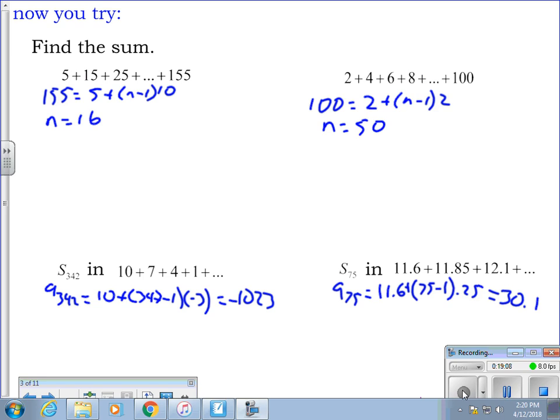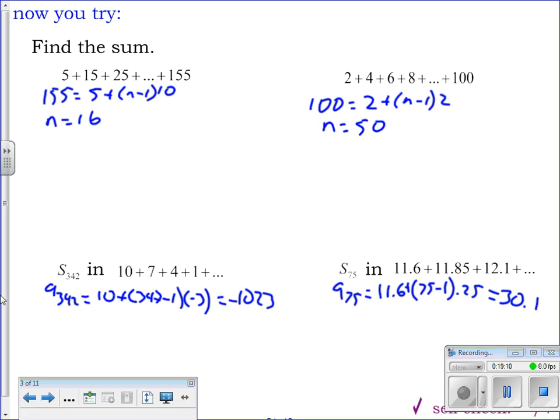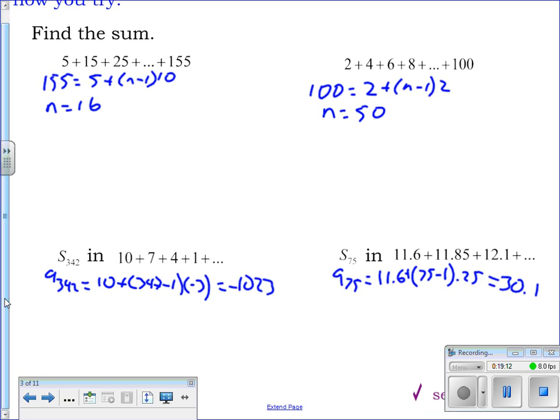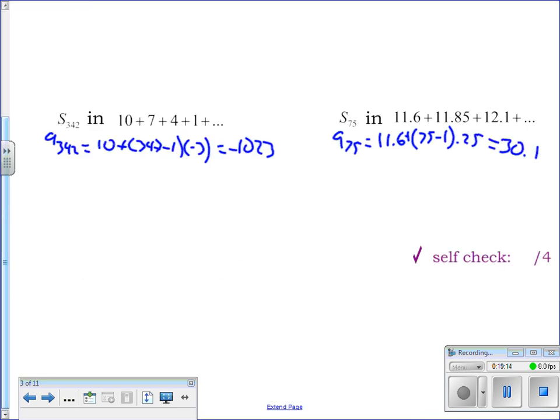Doesn't matter. The bottom two, I went ahead and figured out what the 342nd term was and the 75th term in this one. Once again, those two parts are going back to what we did on the second day in this chapter, using the first formula for arithmetic sequences. The new part is plugging into the formula to get the total.